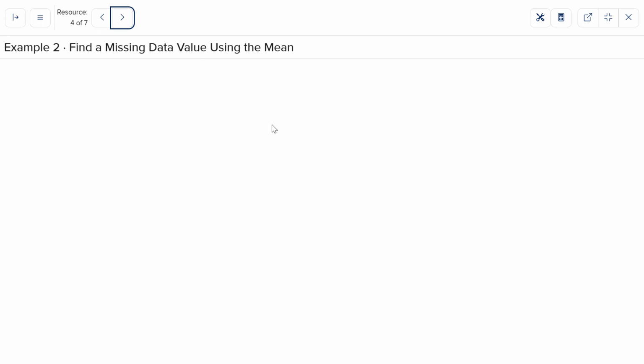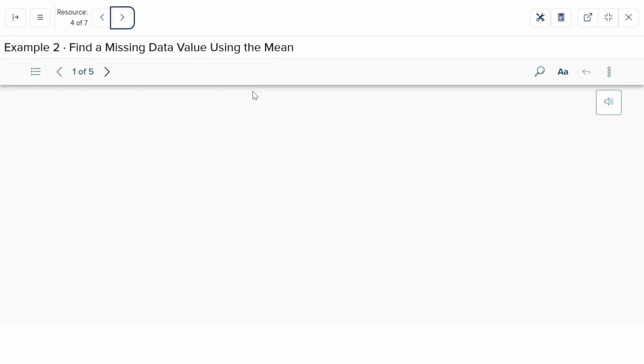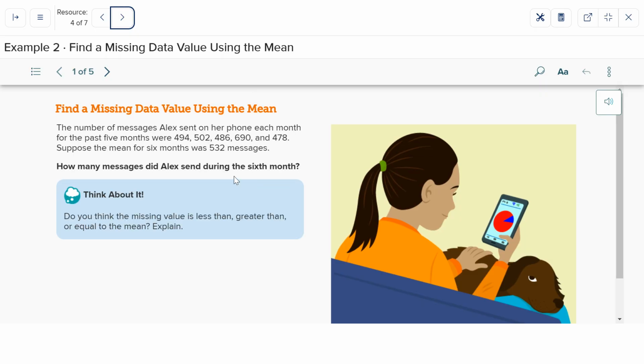So here's one more example using that method, or doing this process, I should say. We've got the number of messages Alex sent on her phone each month for the past 5 months were 494, 502, 486, 698, okay, and so on. Suppose the mean for 6 months was 532 messages. So they gave us 5, but we are using a mean for 6. How many did she send during the 6th month?